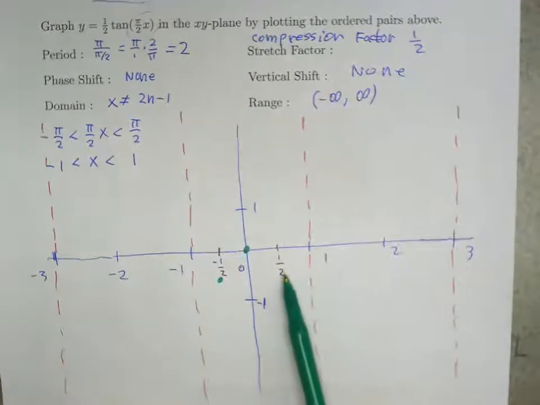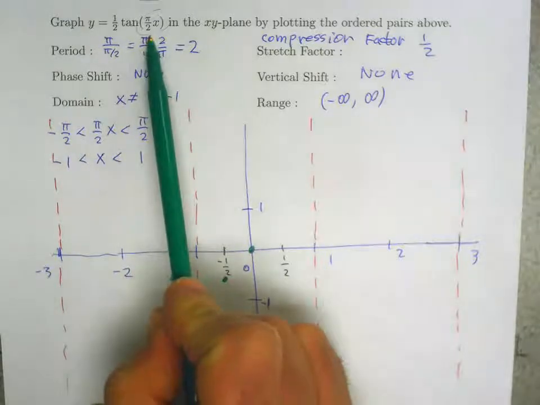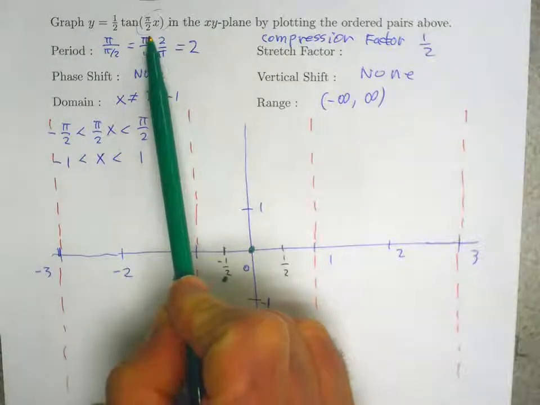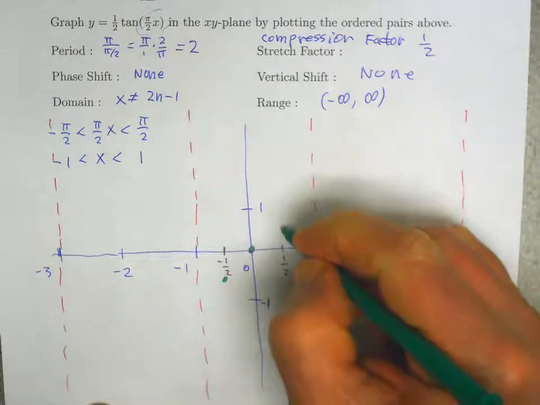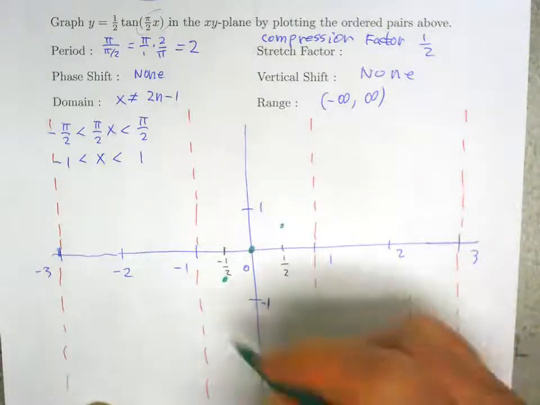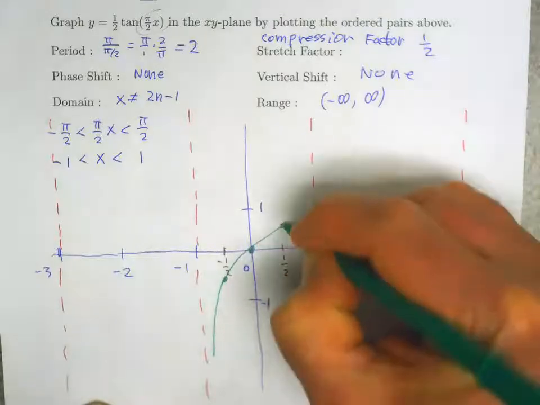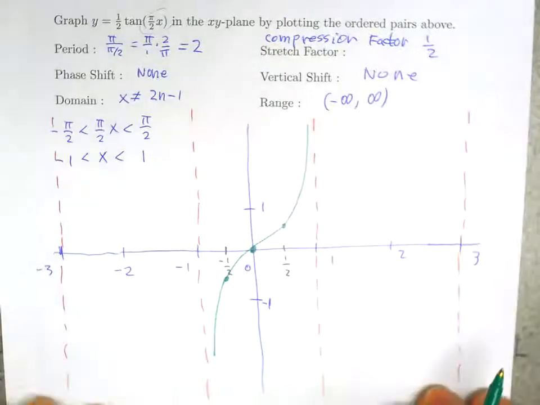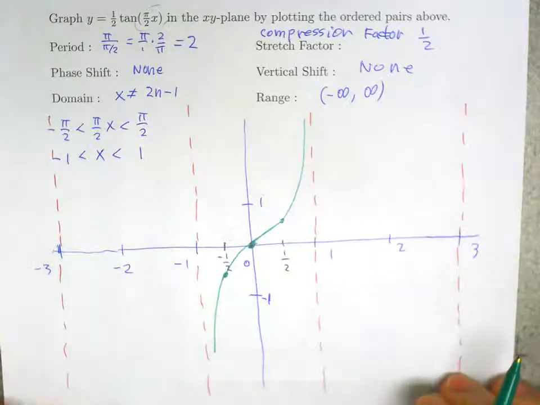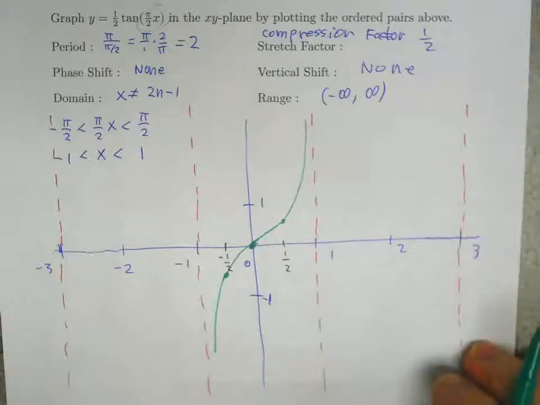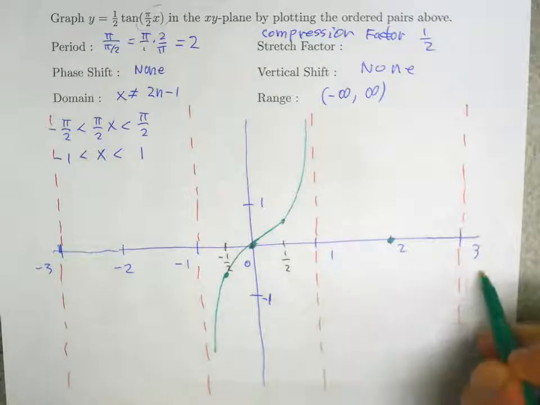And then when x is 1/2, pi over 2 times 1/2 is pi over 4. Tangent of pi over 4 is 1. 1/2 times 1 is 1/2. So we have this point. And then tangent will have this shape similar to the last graph that we did. And the other periods will also follow the same pattern between 1 and 3.